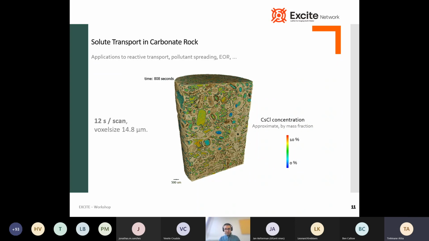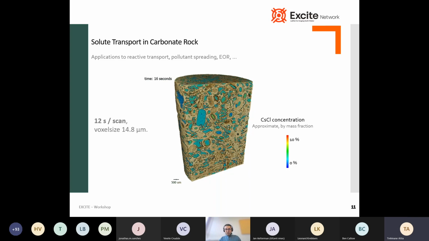So this salt, cesium chloride, has a high attenuation coefficient, and its concentration is reflected in the recorded gray values. Actually, this cesium chloride solution is injected from below, and fast scanning is done every 12 seconds. And then by analyzing the recorded data and gray values, we can quantify the concentration of cesium chloride and its changes as a function of time in each individual pore.